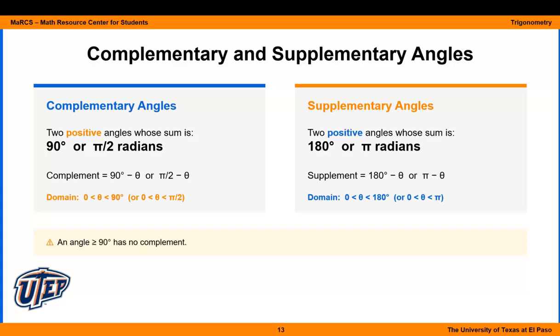Two angles are complementary if their sum equals 90 degrees or pi over 2 radians. The complement of an angle theta is 90 degrees minus theta, or pi divided by 2 minus theta. And two angles are supplementary if their sum equals 180 degrees or pi radians. The supplement is 180 degrees minus theta, or pi minus theta. An important note is that an angle greater than or equal to 90 degrees cannot have a complement.